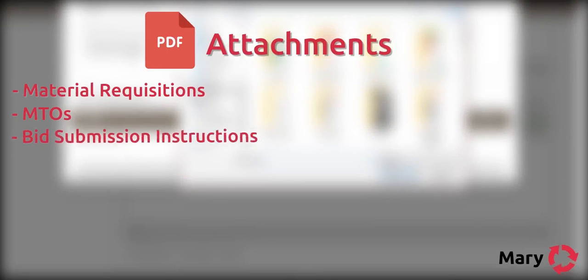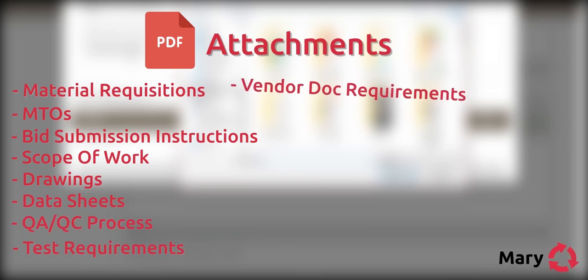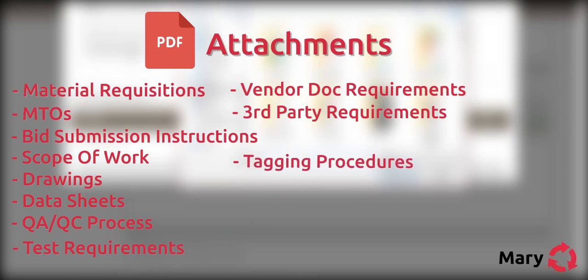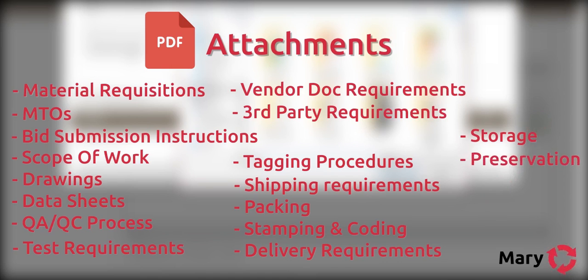Attachments need to be PDF files and could consist of material requisitions, MTOs, bid submission instructions, scope of work, drawings, data sheets, QA/QC process, test requirements, vendor documentation requirements, third-party requirements, tagging procedures, shipping requirements, packing, stamping and coding, delivery requirements, storage, preservation, spare parts, and/or any other generic data applicable to the RFQ.